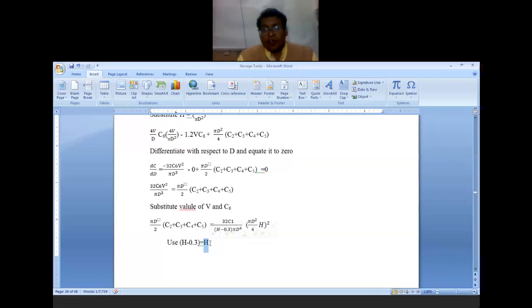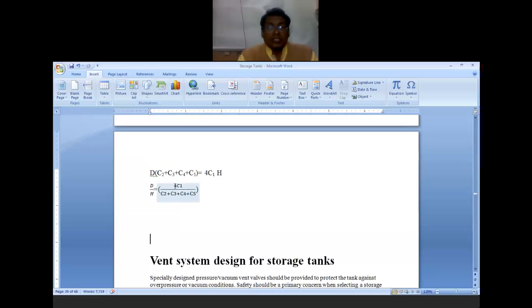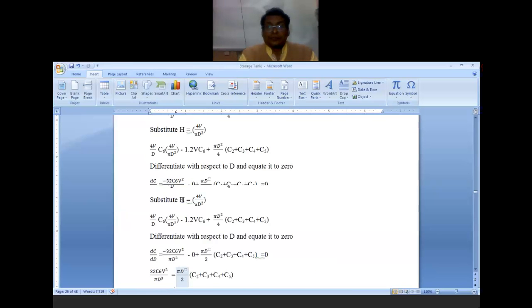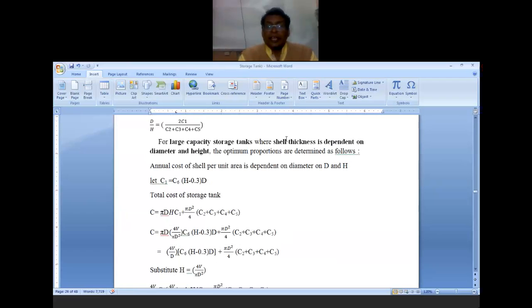Simplification, you will get this equation, and for approximation H minus 0.3 is written as H, because the height is very high. For example, if the height is 10 meters, 10 meters minus 0.3 is only 9.7, so your height is approximately 10 meters. So this is your 4 times C1 upon C2, C3, C4, C5. So the diameter to height ratio is coming as 4 times C1 upon C2, C3, C4, C5. This is applicable for the large storage tanks where the shell thickness is dependent on the diameter and the height.